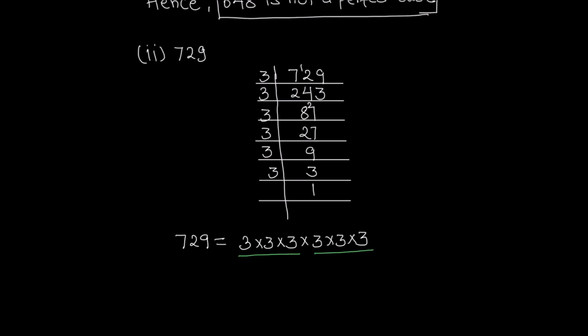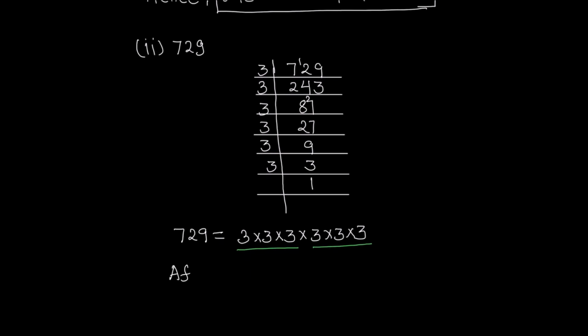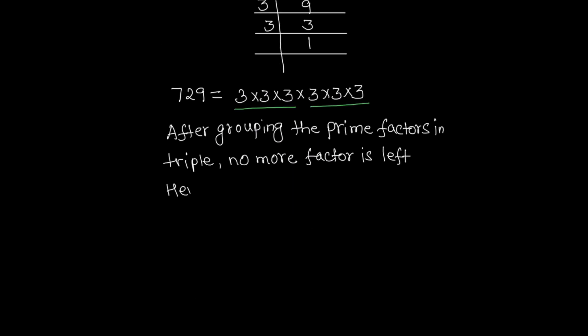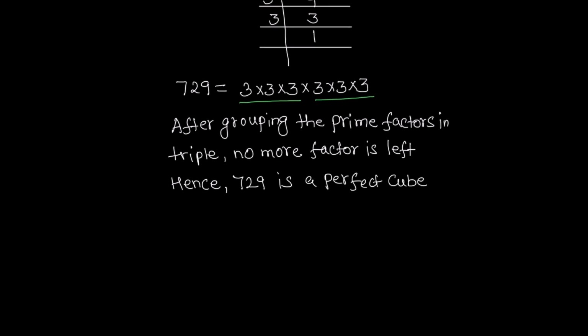Write the reason for this. After grouping the prime factors in triples, no more factor is left. Hence 729 is a perfect cube number. So this is our final answer. We are going to box the answer that 729 is a perfect cube, and we'll check the next number which is given to us, which is 8640.